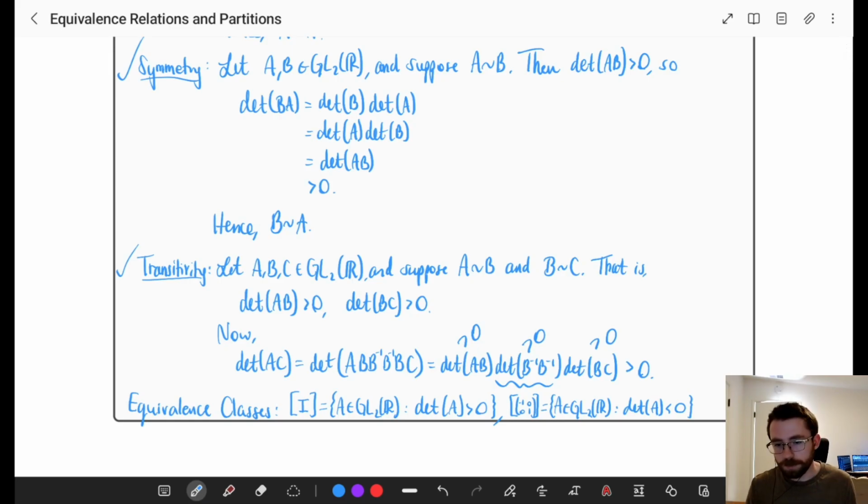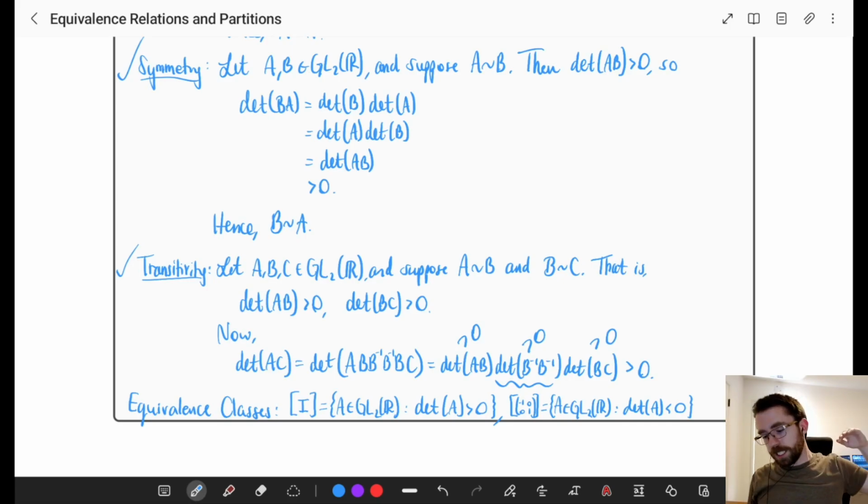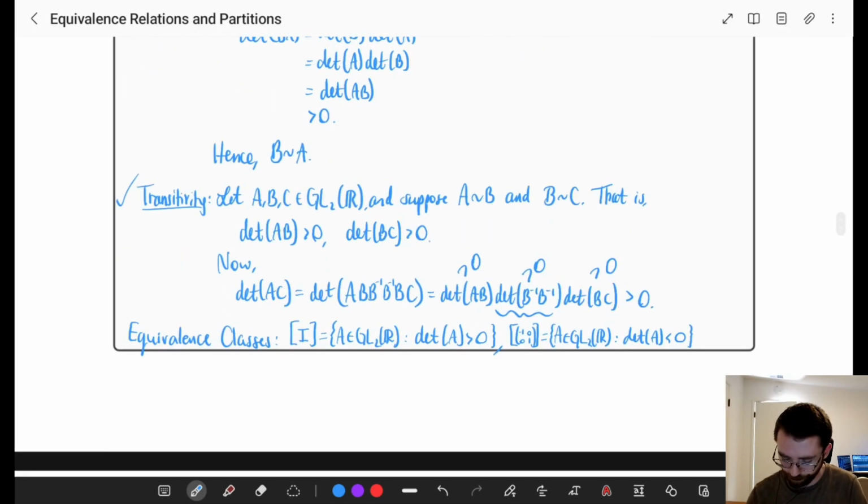Cool. Yeah, and you can verify that works. And that exhausts all possibilities. Everything else, every matrix is either going to be positive or negative determinant. We know there are no 0 determinant matrices in GL2R because by definition, everything in there is invertible. So those are all my equivalence classes. Cool.